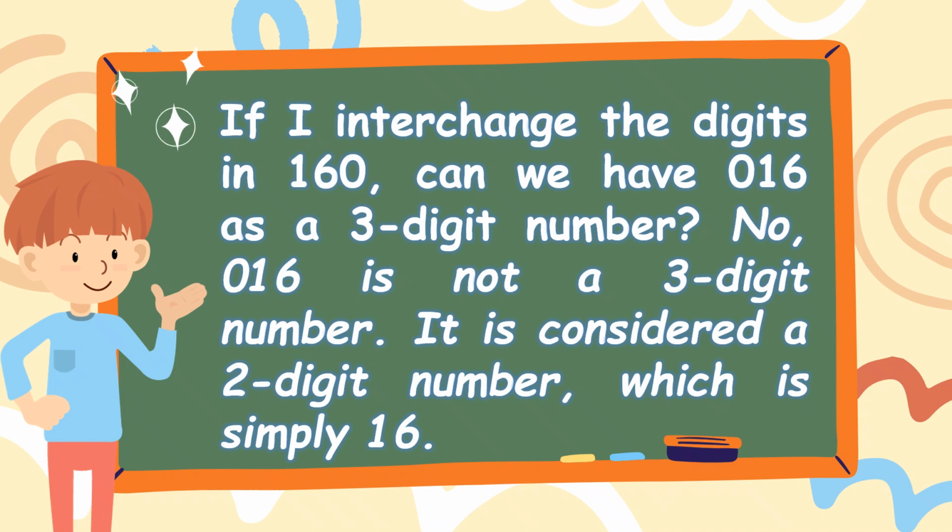So you don't say 0 hundreds, 1 tens, and 6 ones. You don't say that. You just say 16, which is 1 tens and 6 ones. All right? Remember, you don't mention the zero anymore because it has no value.